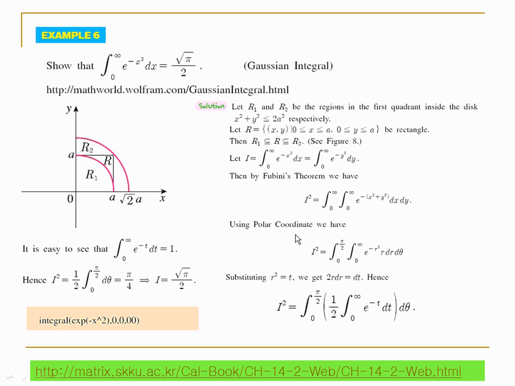In this case, if we choose polar coordinates, then x squared plus y squared is transformed to r squared, and dx dy can be translated to r dr d theta. And this region, x from 0 to infinity and y from 0 to infinity, represents the first quadrant. So from here theta is from 0 to pi over 2, and r from 0 to infinity. So this I squared can be written in this way in polar coordinate form.